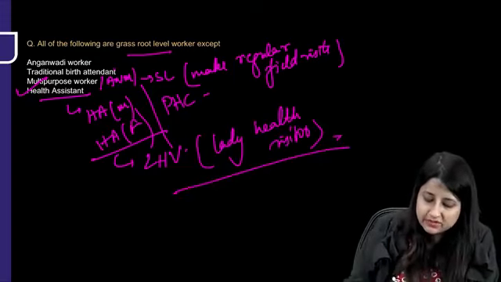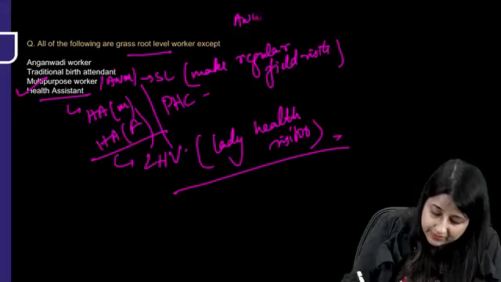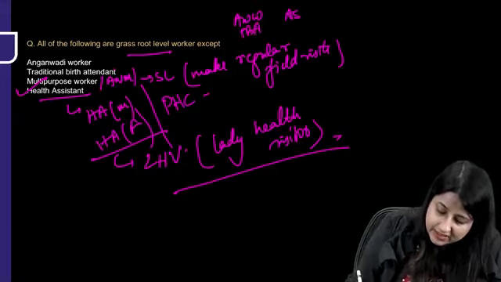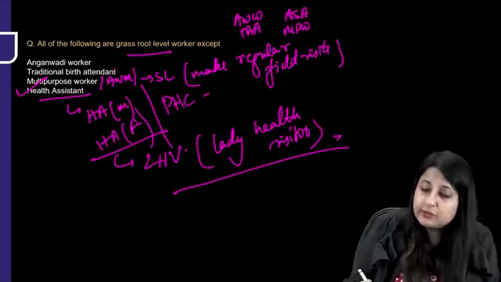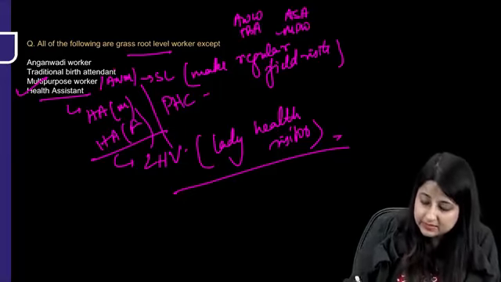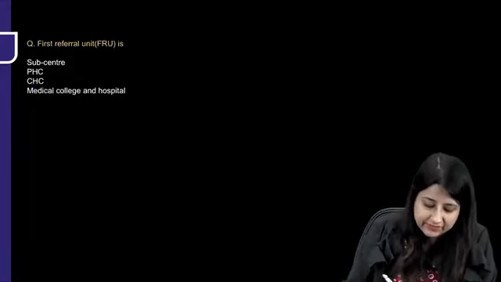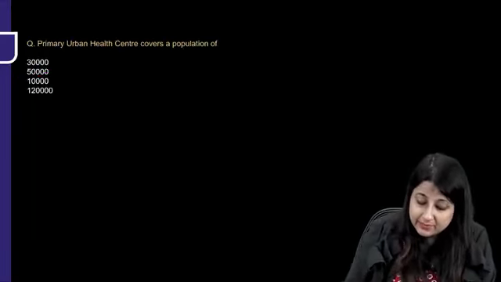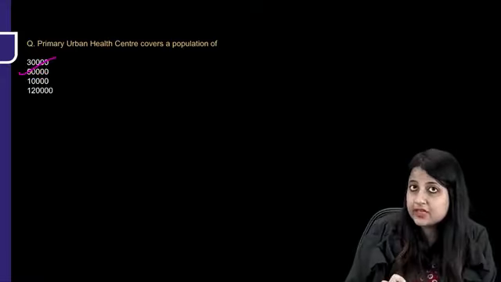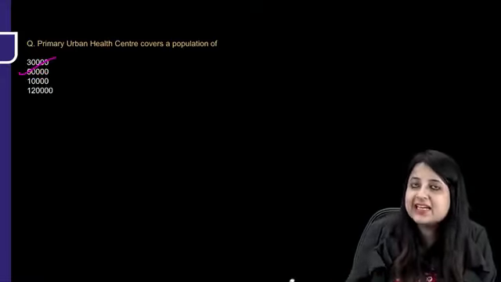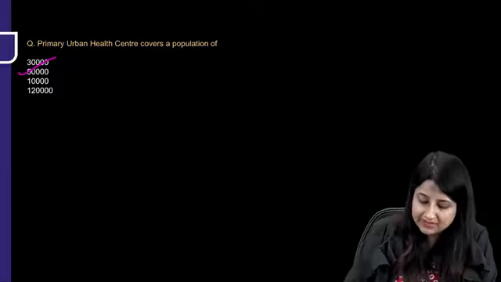Suppose there was a question where they said Anganwadi worker, TBA, ASHA and multi-purpose worker, then what would your answer be? Multi-purpose worker, because these three are primarily posted in the field levels. Alright, first referral unit done, CHC. Primary urban health center covers a population of 50,000. But if I say health and wellness center in an urban area, 15,000 to 20,000. That's it. This is an important chapter, guys, where I've tried to provide you a basic summary of the healthcare delivery system, which is very, very important. Thank you so much.